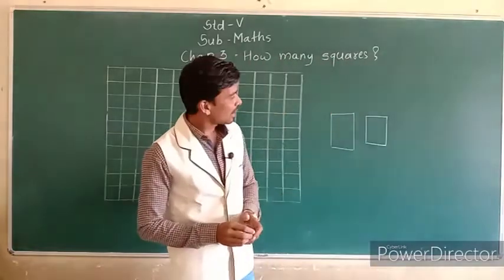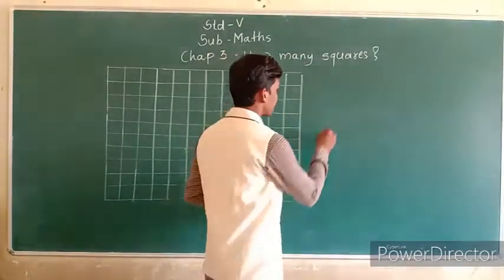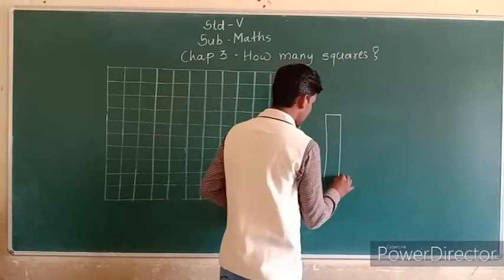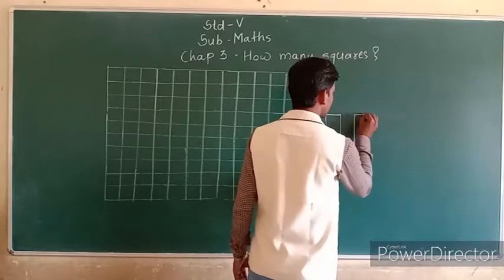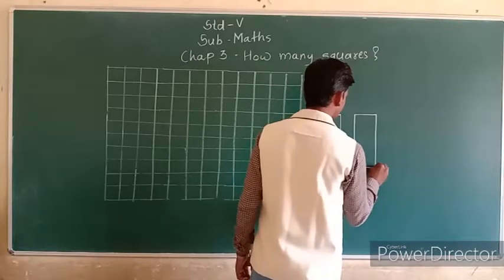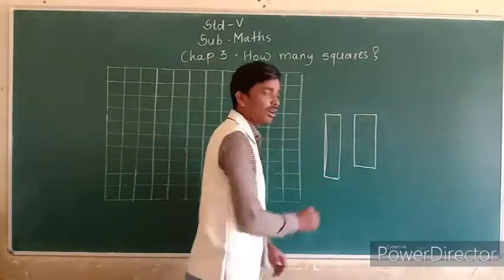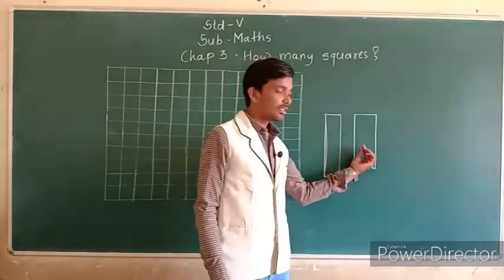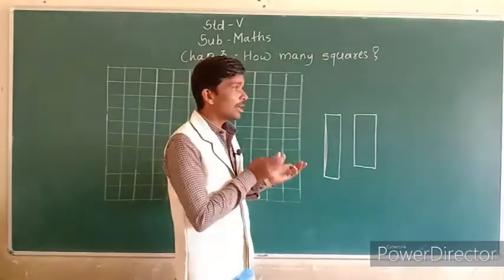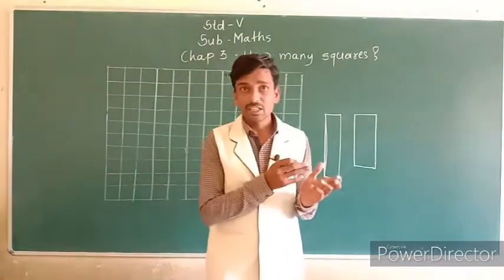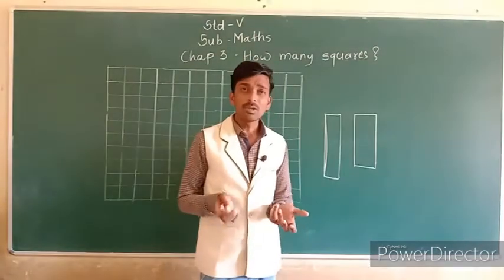I will draw two rectangles here. See, these are two rectangles. This first rectangle is longer, and this one is wider. So when we observe this, we cannot say which has the greatest area and which has a smaller area. We cannot find this by looking. So how to find this?